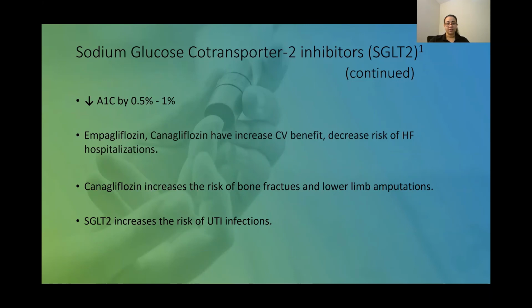SGLT2s decrease the A1C by 0.5 to 1%. Empagliflozin and canagliflozin have increased cardiovascular benefit. They decrease the risk of heart failure hospitalizations. Canagliflozin increases the risk of bone fractures and lower limb amputations. SGLT2s increase the risk of UTI infections since they promote glucose excretion in the urine.